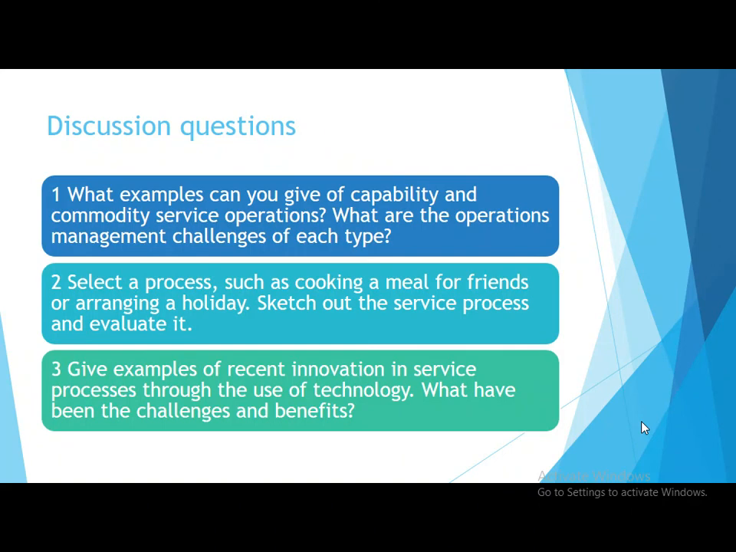A few questions for discussion. What examples can you give of capability and commodity service organizations? What are the operations management challenges for each type? Select a process such as cooking a meal for a friend or arranging a holiday. Sketch out the service process and evaluate it. Give examples of recent innovation in service process through the use of technology. What have been the challenges and benefits?